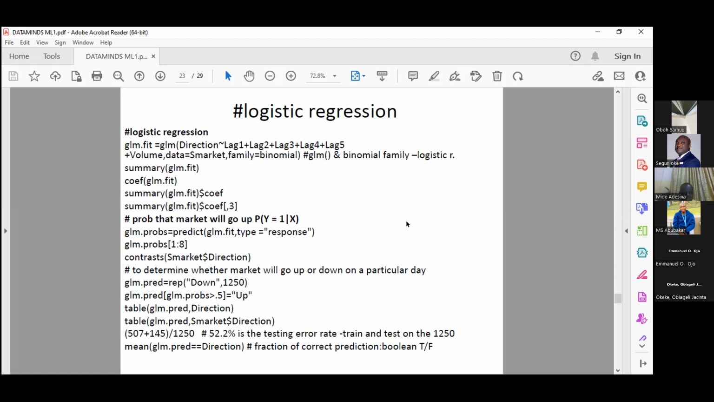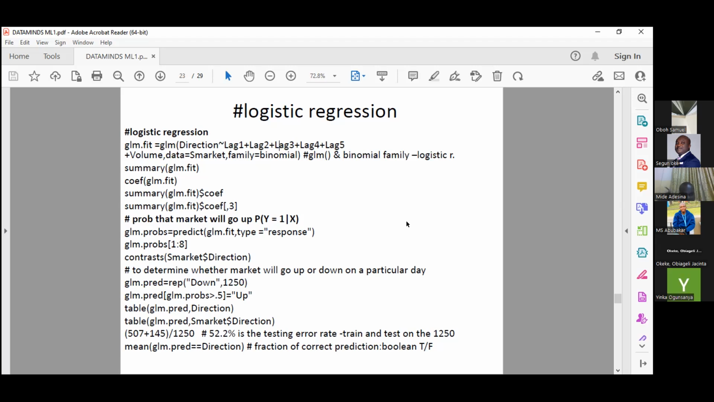Now the contrast here is just telling us, what is the contrast? SMarket$Direction. The only thing we need there is 0 and 1, binary. That is what the contrast means. Now we want to determine whether the market will go up or down on a particular day. What we do is replicate. This function, as seen here, is rep "Down", that is 1250 times.